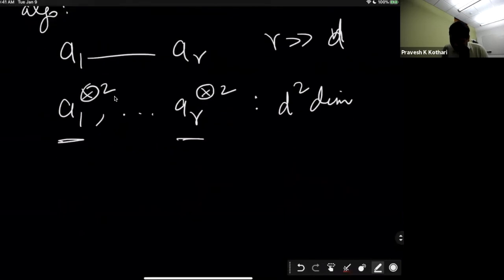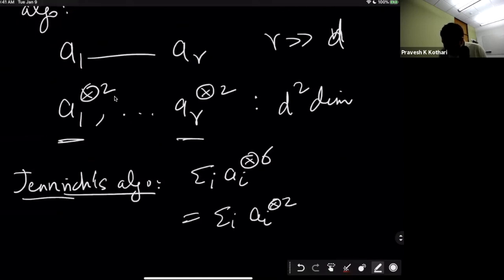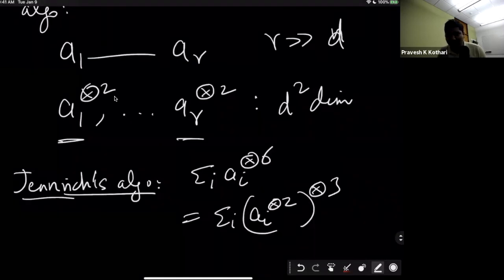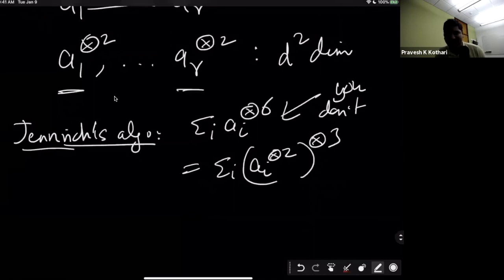So in particular, one observation I want to leave you with is, if I was given AI tensor to the 6, I would be able to apply Jennrich's algorithm by just viewing this as AI tensor to the 2, cubed. And this time I will be able to handle many more than D components. Of course, the point is that you don't quite have this. You have access to only third order tensors.